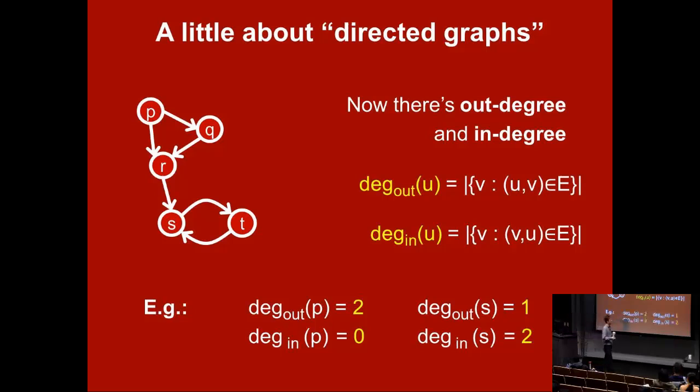In this graph, the out degree of p is 2, and its in degree is 0. If we look at s, for example, it has 1 edge coming out, so its out degree is 1, and its in degree is 2.